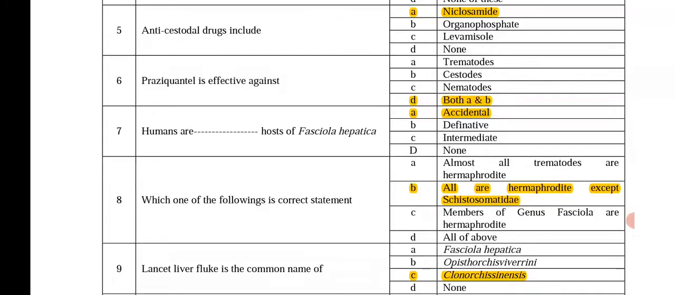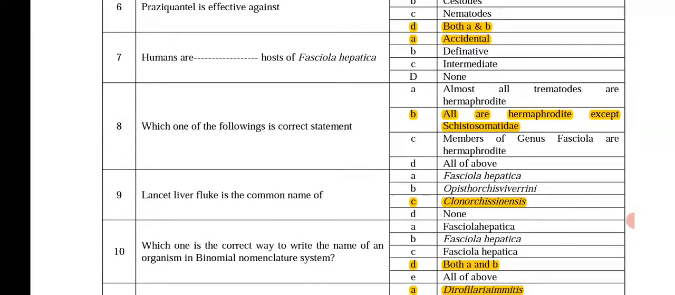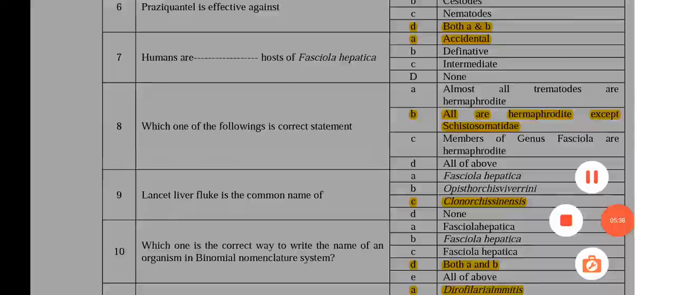Humans are accidental hosts of Fasciola hepatica. Which of the following is correct? All are hermaphrodite except Schistosomatidae. Lancet liver fluke is common name of Clonorchis sinensis.